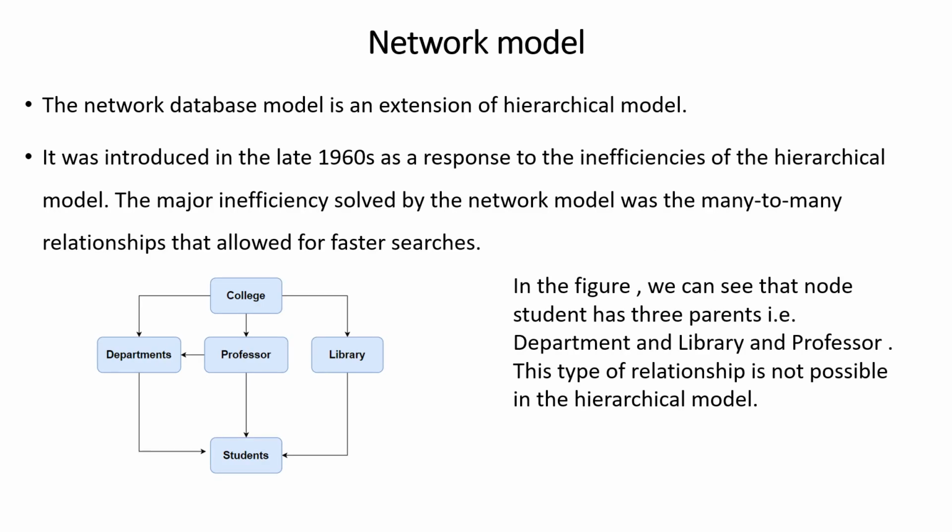Network model. The network database model is an extension of the hierarchical model. It was introduced in the late 1960s as a response to the inefficiencies of the hierarchical model. The major inefficiency solved by the network model was many-to-many relationships, which allowed for faster searches. In the figure, we can see that the node student has three parents, i.e. department, library, and professor. This type of relationship is not possible in the hierarchical model.